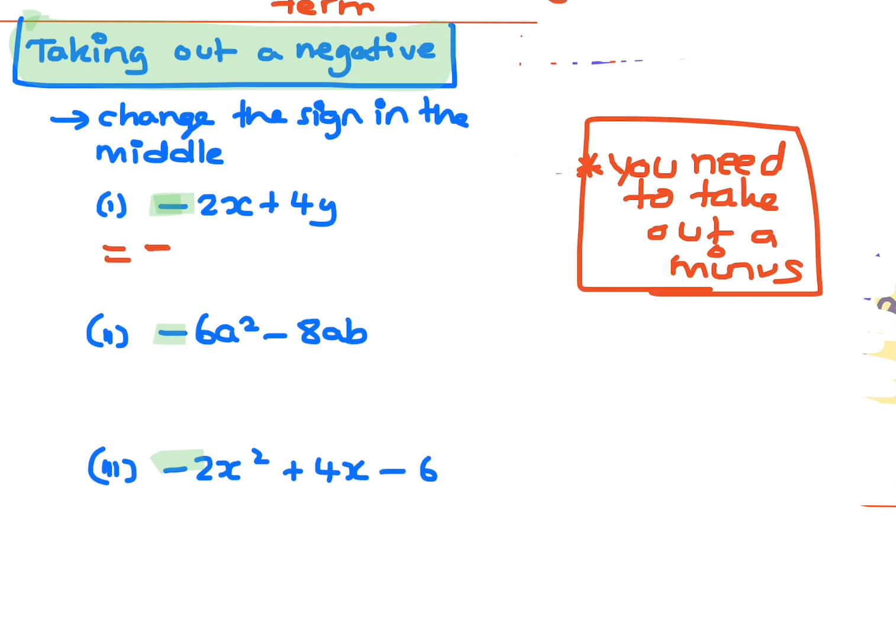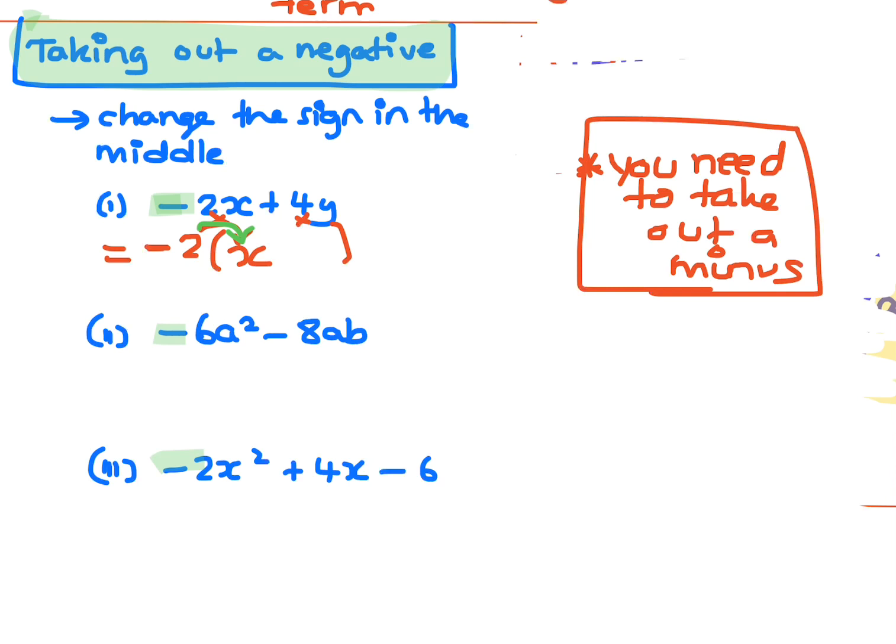So if you look at this, we're going to take the minus. So what goes into 2 that also goes into 4? That would be 2. X and Y, so there's no common letter or pronumeral. Okay, so 2 times what will give you 2x, and that would be 2 times x.